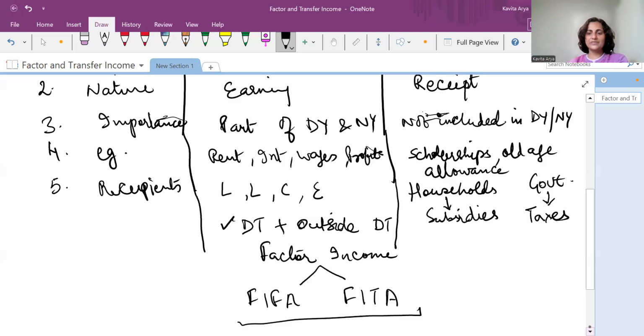When does it become a transfer income? When that earned income is earned by the resident of other country and sent here. So that is a receipt concept, right? But when that person is earning in some other country and yet he is not a resident there, he is a part of India, so that is earned outside the domestic territory, but that still is a factor income.